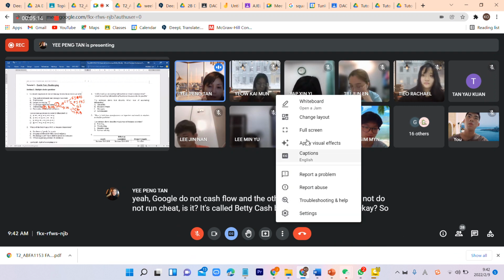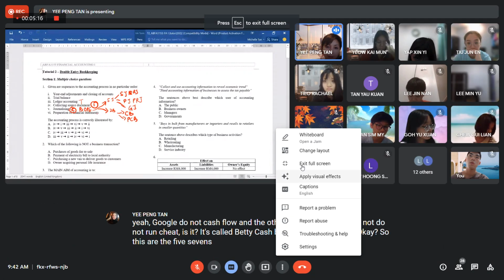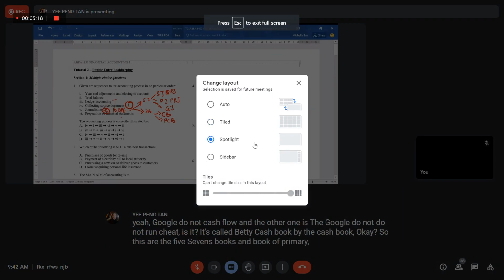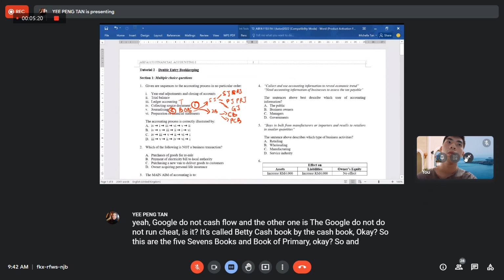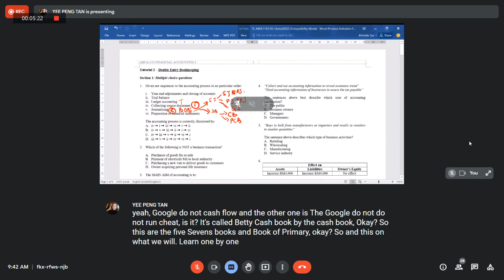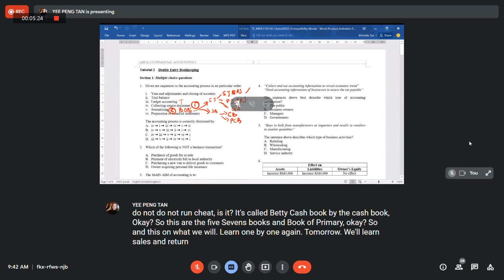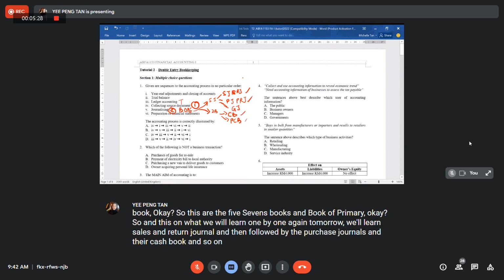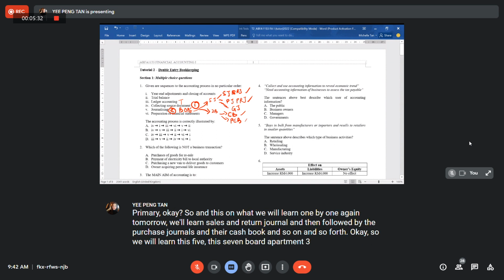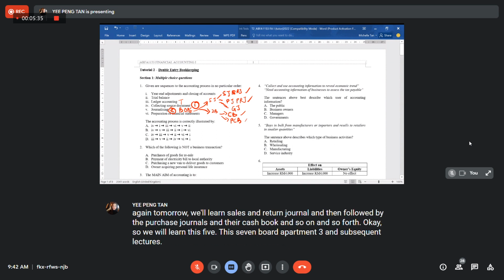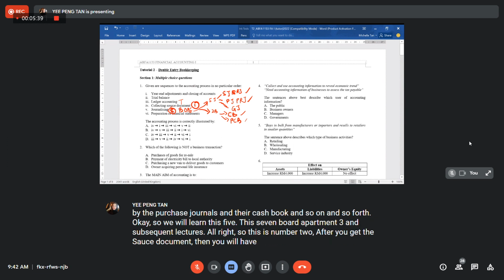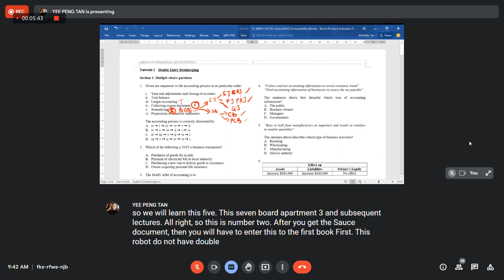Okay, so these are the seven books of prime entry. So this week onward we will learn one by one. Tomorrow we will learn sales and return journal, followed by the purchase journals, then cash book, and so on and so forth. So we will learn these seven books of prime entry in the subsequent lectures. All right. So this is number 2. After you get the source document, you will have to enter this to the first book first. This book does not have double entry. There you just enter only.